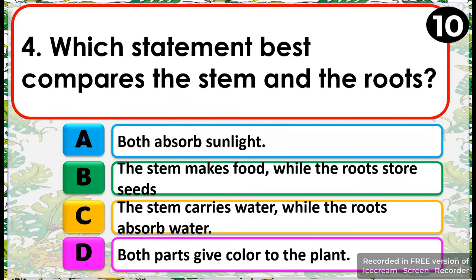Number 4. Which statement best compares the stem and the roots? A. Both absorb sunlight. B. The stem makes food while the roots store seeds. C. The stem carries water while the roots absorb water. D. Both parts give color to the plants.